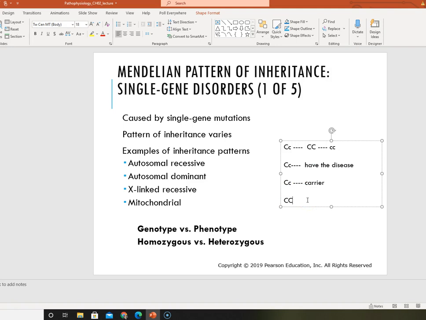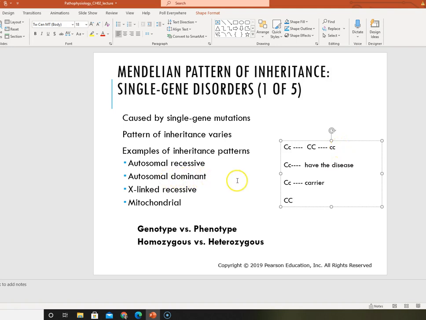Okay, so again, when we're thinking about pathophysiology and we're thinking about genetic diseases, we talk about autosomal recessive. There are other types of diseases that are inherited this way. Okay, so that means the only people that have the disease are those with this genotype. Okay, they have 2 recessive alleles, 2 disease alleles.